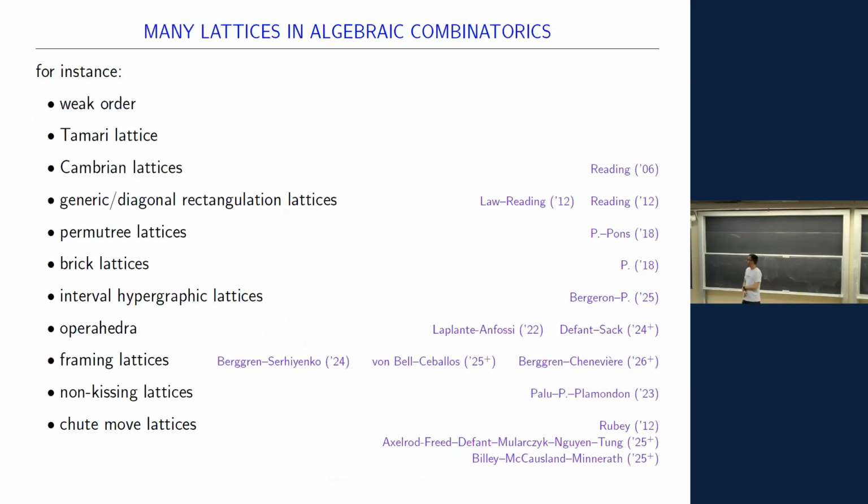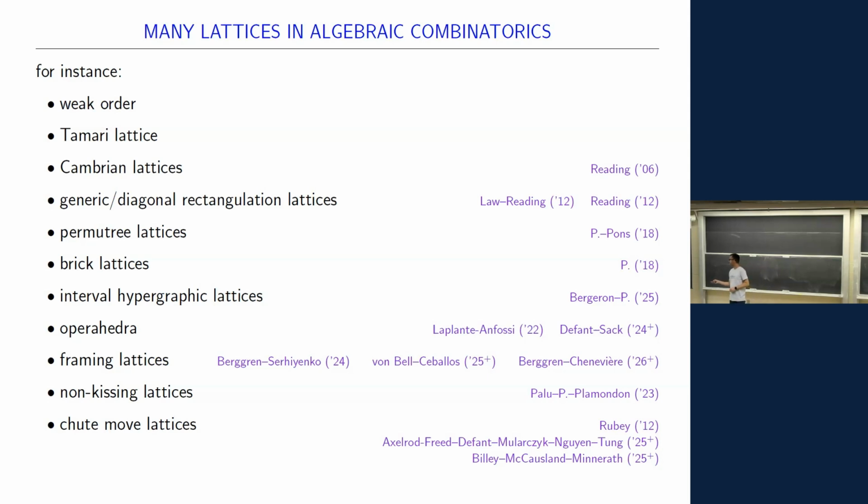Okay, so using these techniques, in algebraic combinatorics, there are a lot of proofs that things are lattices. Of course, this list is in no way exhaustive. You will see that I made my choice in a certain way. So in this list, at the beginning, you have lattice quotients, in particular the work of Nathan Reading. So the Cambrian lattices, rectangulation lattices actually come in two ways. Permutree and brick lattices are also lattice quotients of the weak order. Then you have interval hypergraphic lattices, which are not really lattice quotients of the weak order. They are quasi-lattice quotients of the weak order. It's a little difference with what I presented.